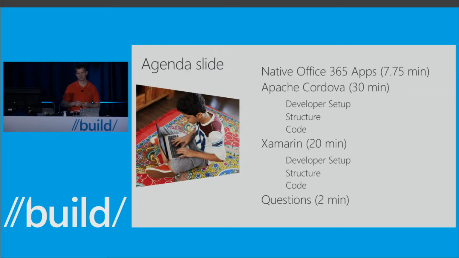We're going to talk about native applications with Office 365. They're a little bit different from a traditional application that connects to Office 365, and we're going to spend 7.75 minutes on that. Yes, I'm being pretty exact there, but you'll see why. We're going to spend 30 minutes on Cordova and 20 on Xamarin. If that upsets you, I apologize.